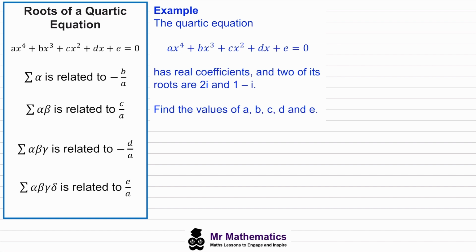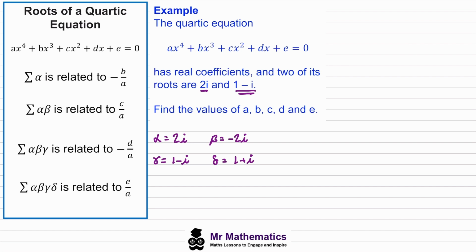Because it's a quartic equation, we know it will have 4 roots, and we're given 2 of them, but we know complex roots come in complex conjugate pairs. One of the roots we're given is 2i, so beta will be the complex conjugate of 2i, which is negative 2i. We're told another root is 1 minus i, so this will be gamma, and then delta will be its complex conjugate, 1 plus i.